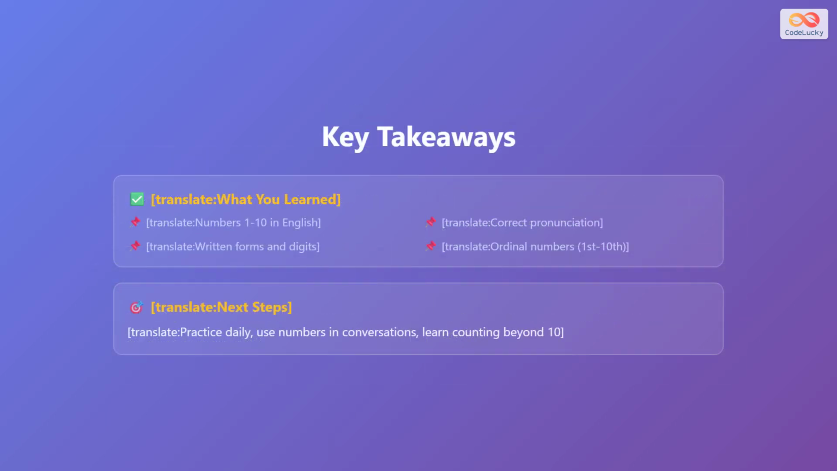You have learned numbers 1 through 10. You now know the correct pronunciation for each number. You understand both written and digit forms. You can recognize ordinal numbers like first, second, and third. Your next step is to practice daily. Use these numbers in conversations. Then learn to count beyond 10. Consistent practice will make these numbers second nature to you.